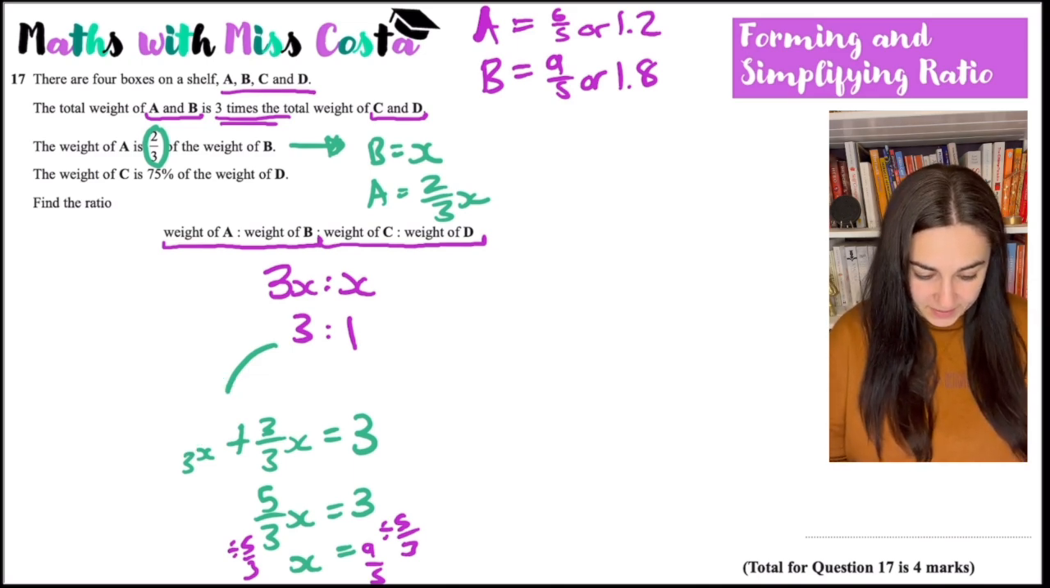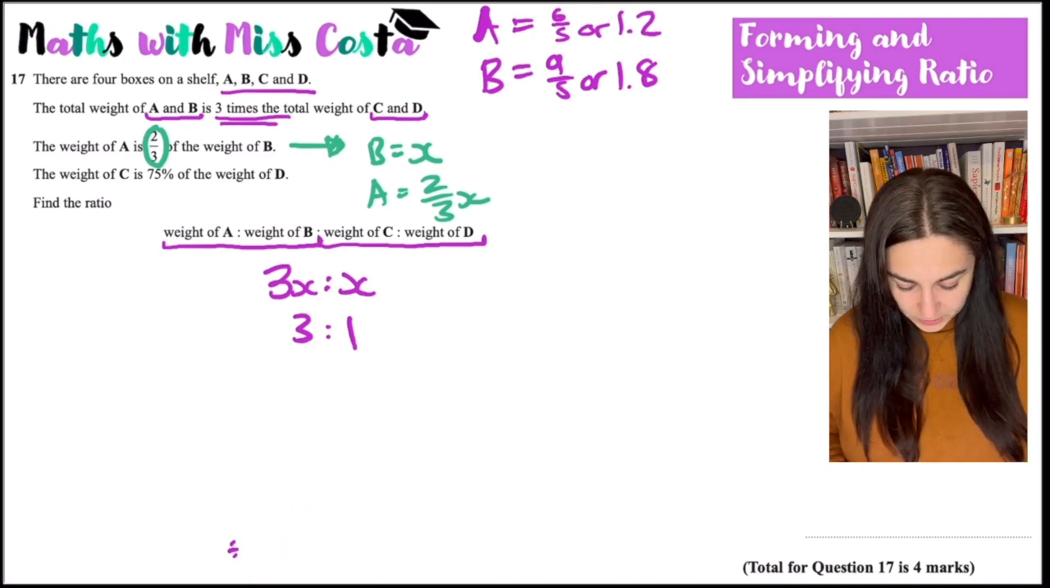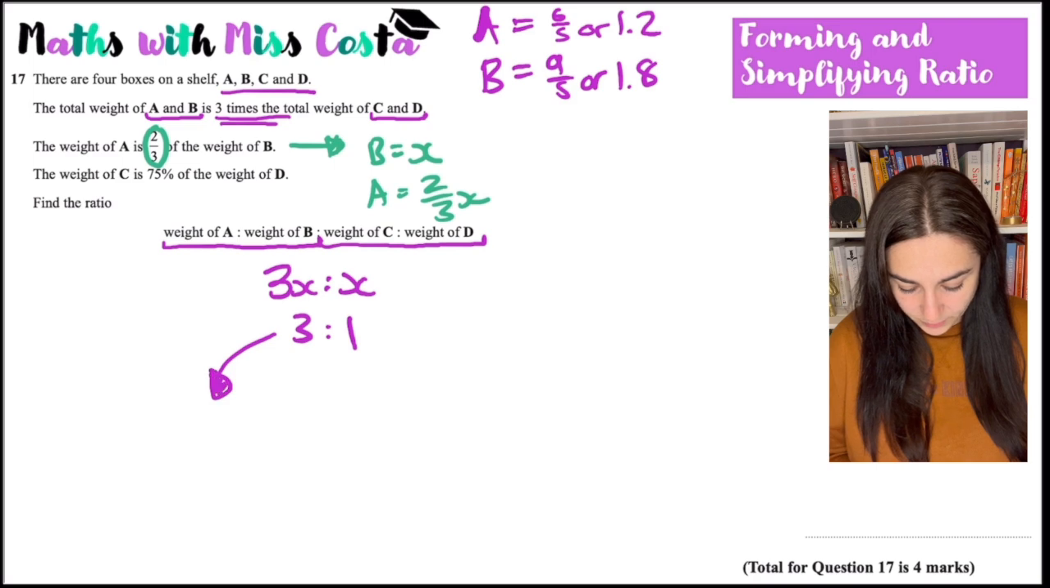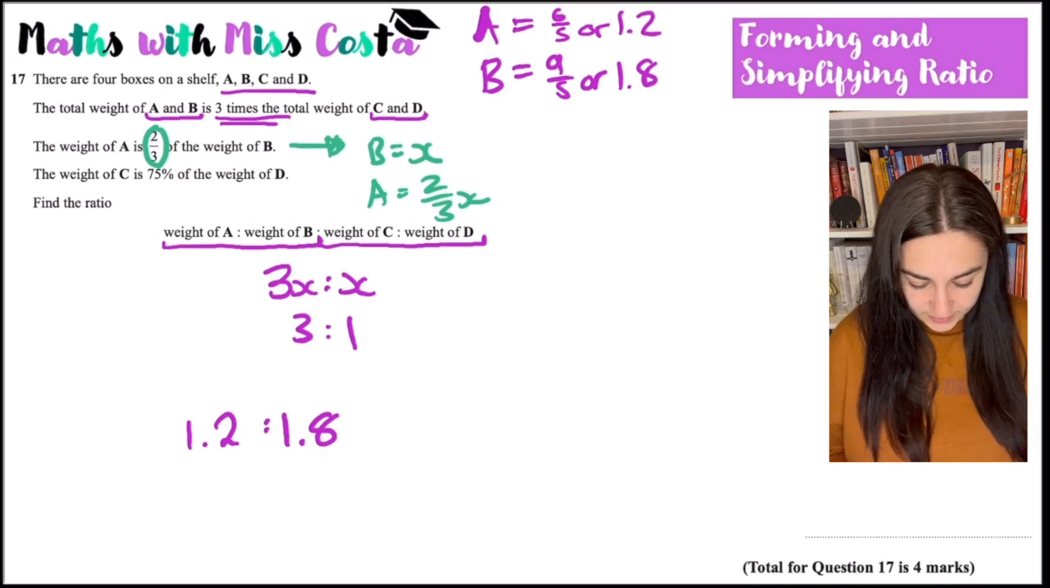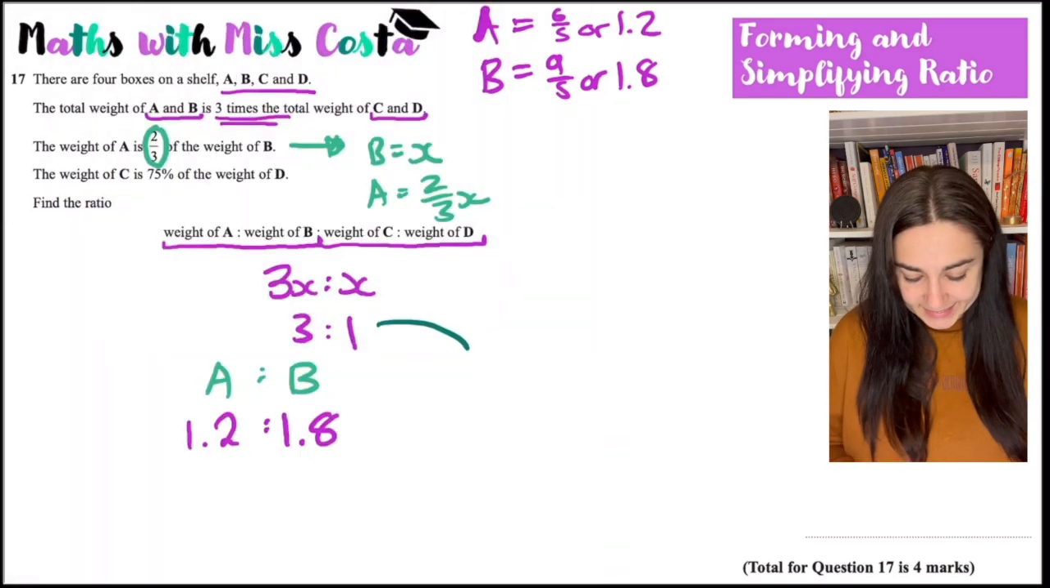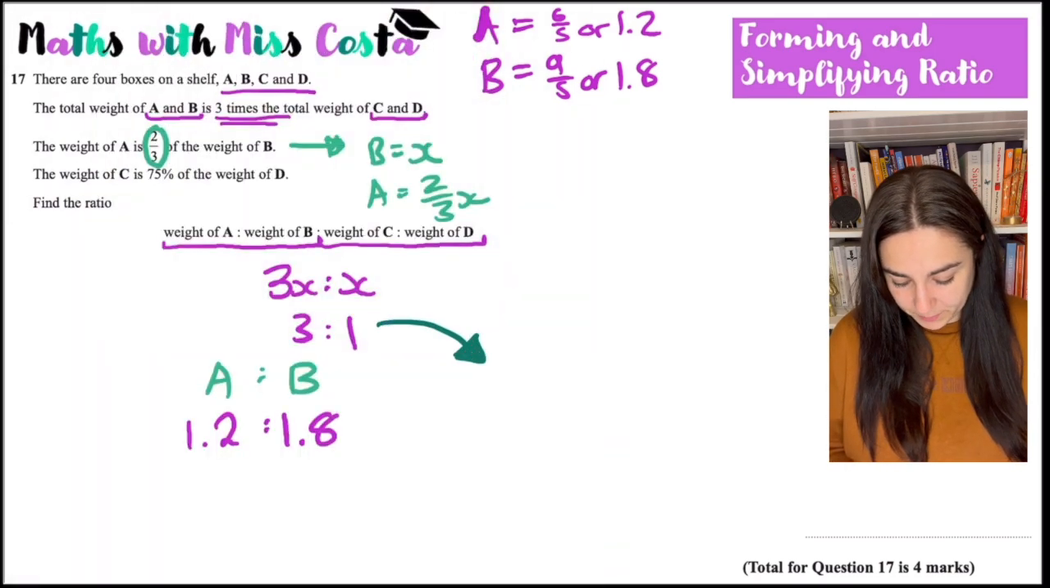And that would be 1.2 to 1.8. So I've just broken that up into 2 parts, 1.2 to 1.8. And that is the ratio of A to B. Now what I want to do is do the same, but with this part here.